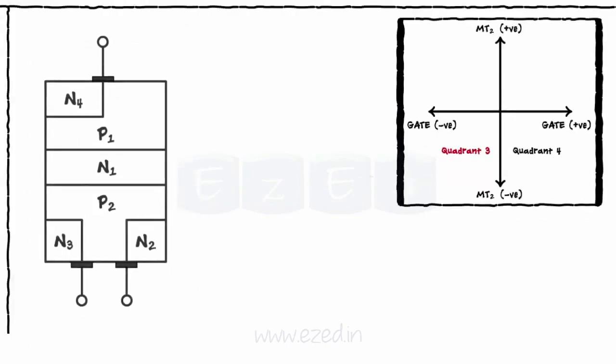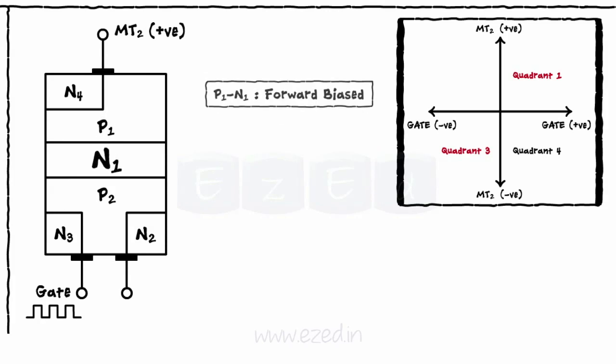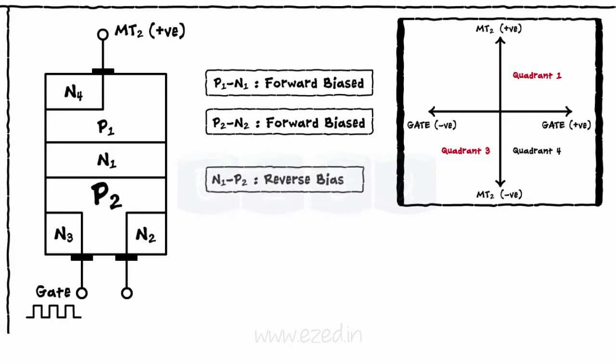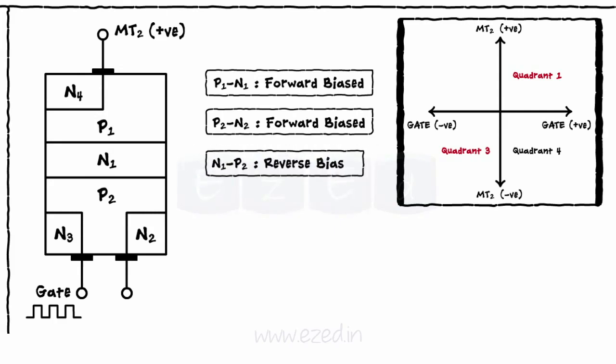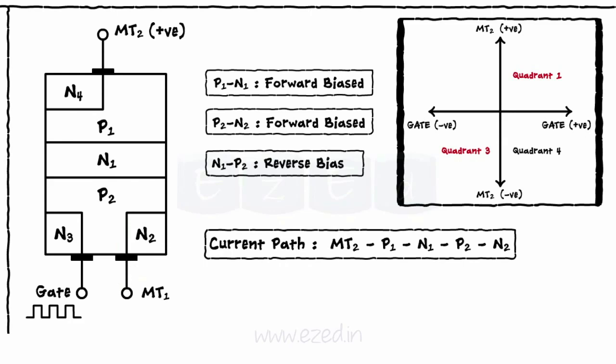We apply the input signal to satisfy the first quadrant condition, such that MT2 and the gate both are positive. This biasing makes the two junctions P1N1 and P2N2 forward biased, whereas the junction N1P2 is blocked, being in the reverse bias. A positive gate with respect to terminal MT1 forward biases the junction P2N2, and the avalanche breakdown occurs as in a normal SCR. Thus, the current follows the path P1N1, P2N2.